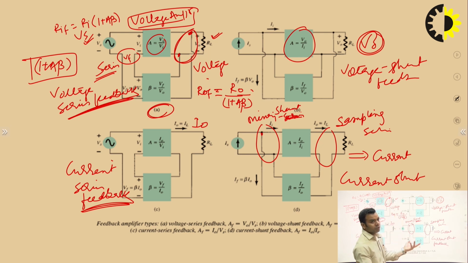In this case, you can choose any. Let us choose this. In this case, ROF will be equal to RO into 1 plus A beta, and RIF is RI upon 1 plus A beta. In the other case, RIF is RI upon 1 plus A beta and ROF is RO upon 1 plus A beta, because these two connections are in shunt. So this is the concept which you can remember to solve any kind of numerical. Whenever you have the value of A and the value of beta, and the input and output resistances, you can easily find out the values of the resistances with feedback. So this is what we had to discuss today.